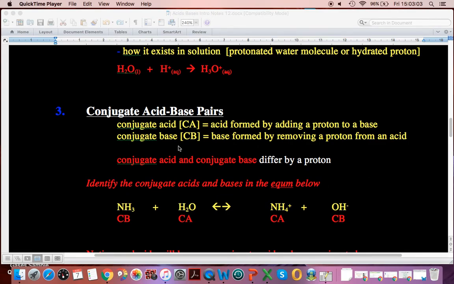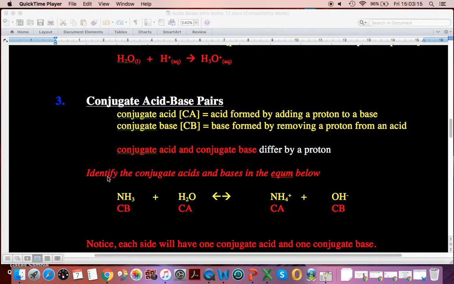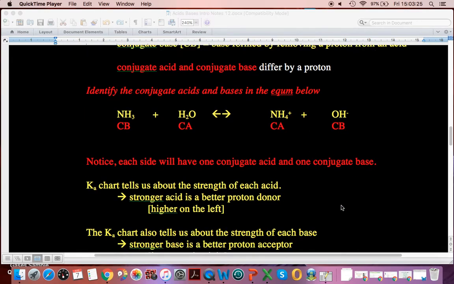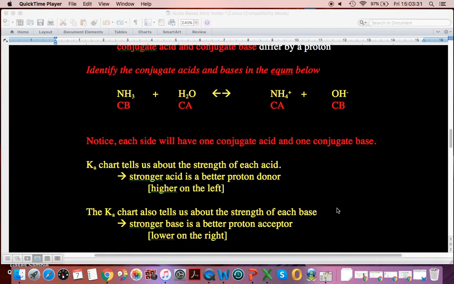Conjugate acid, conjugate base pairs. So cleverly we use these acronyms CA and CB to shorthand them. And as I was saying, they differ by a proton. So NH3 is the conjugate base to NH4+, and H2O is the conjugate acid to OH- acting as conjugate base. And it reminds you that each side will have a base and an acid, a base and an acid.